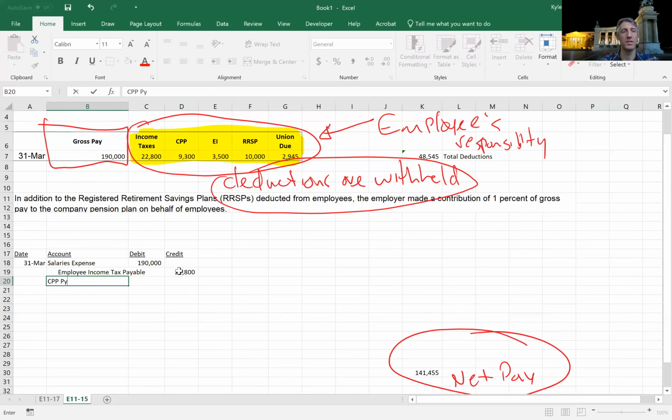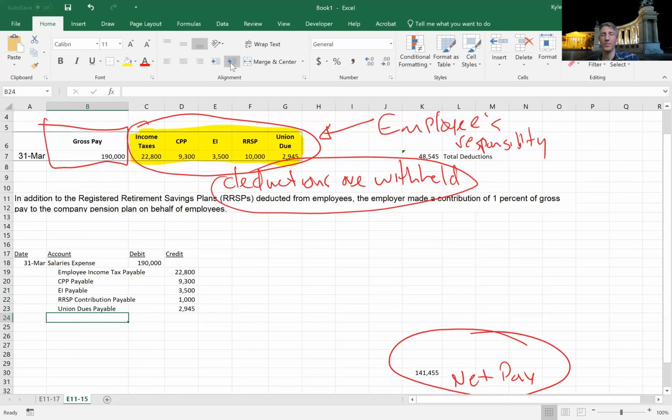CPP payable. Remember, CPP is Canada Pension Plan. 9,300. EI payable. Remember, EI is employment insurance. 3,500. RSP contribution payable. 10,000. Union dues payable. 2,945. Okay. So we're almost done with this problem.